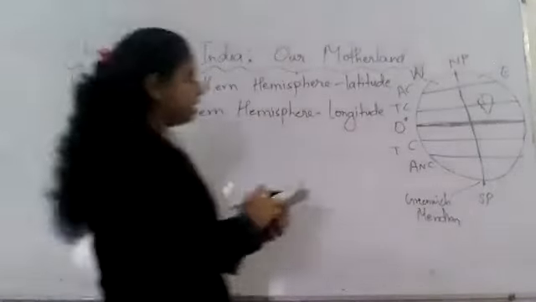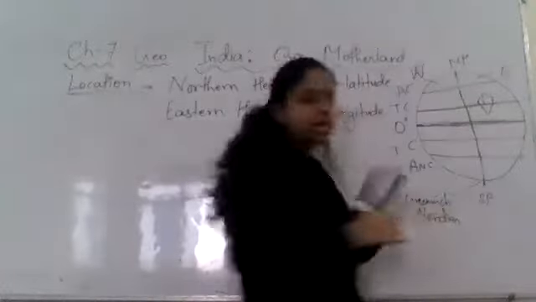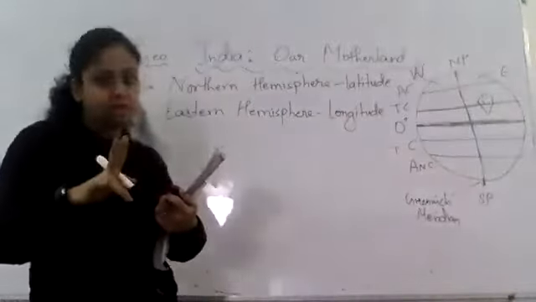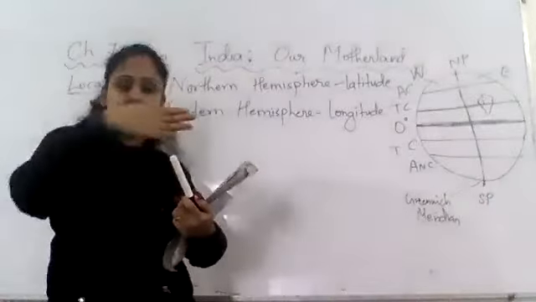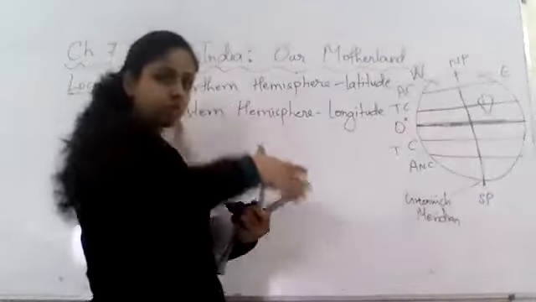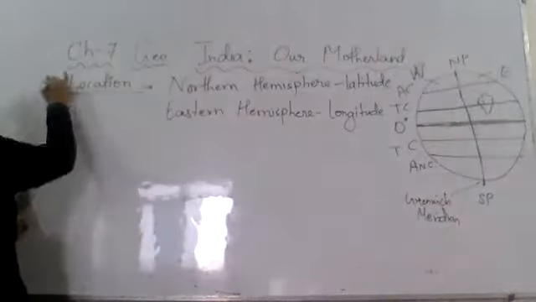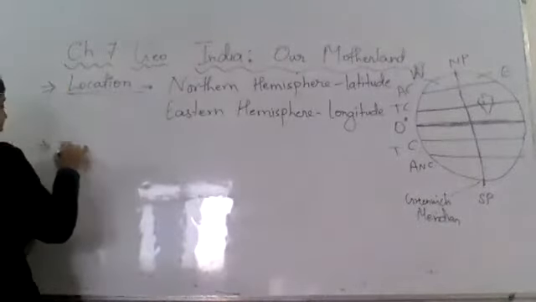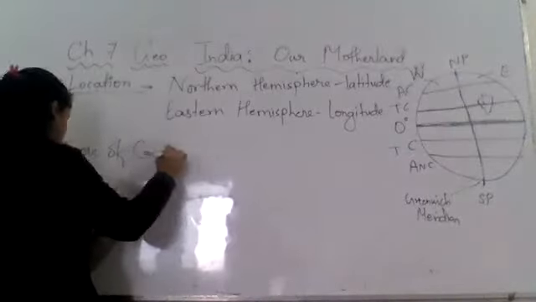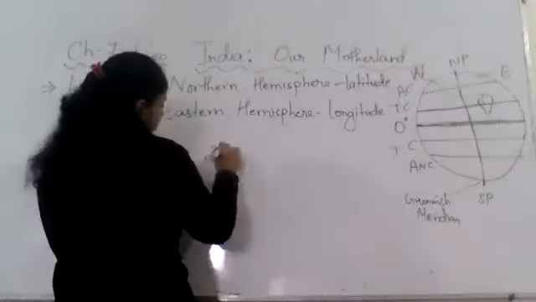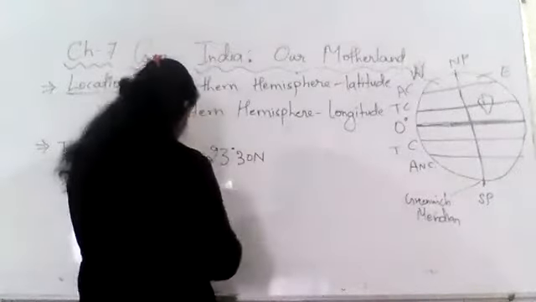Now you see here, we have the Tropic of Cancer and it almost divides our country into two parts. The Tropic of Cancer crosses India. Okay, so it divides our country almost in two parts. The Tropic of Cancer is on 23 degree and 30 minutes north.